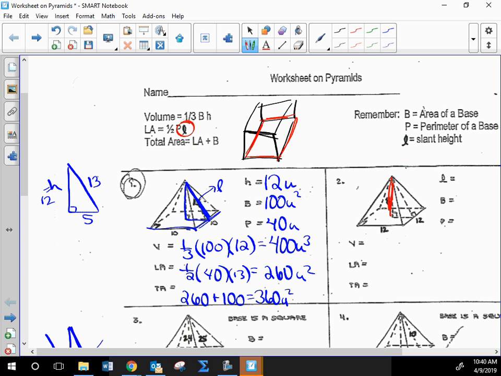Why did you say the bottom one, the triangle, when you're trying to find the height, was 5? So the base edge is 10. This comes down in the center, so this will always be 5.